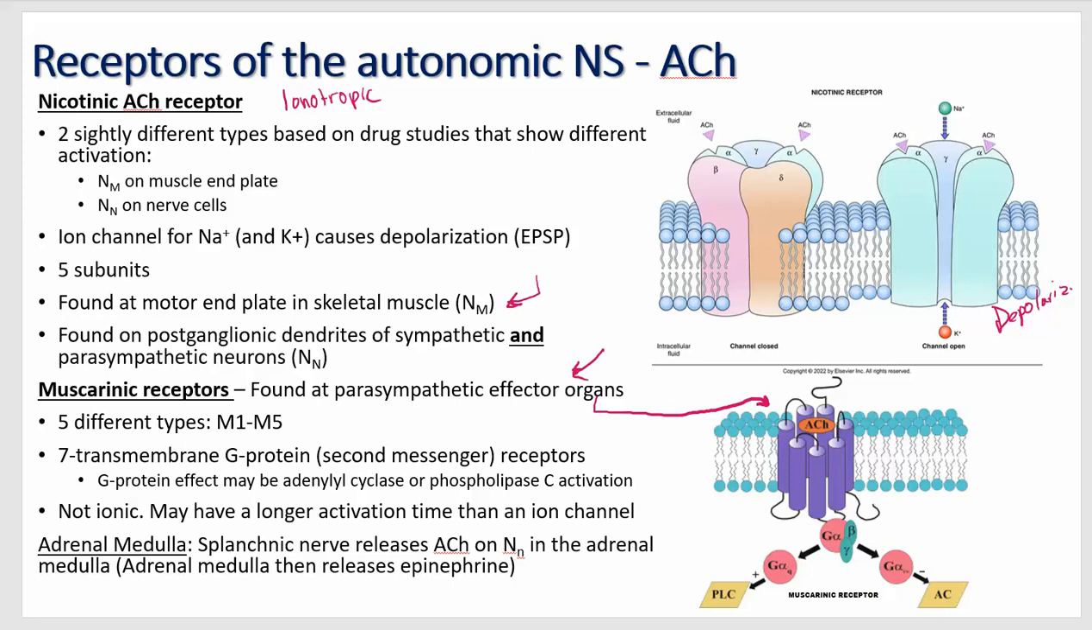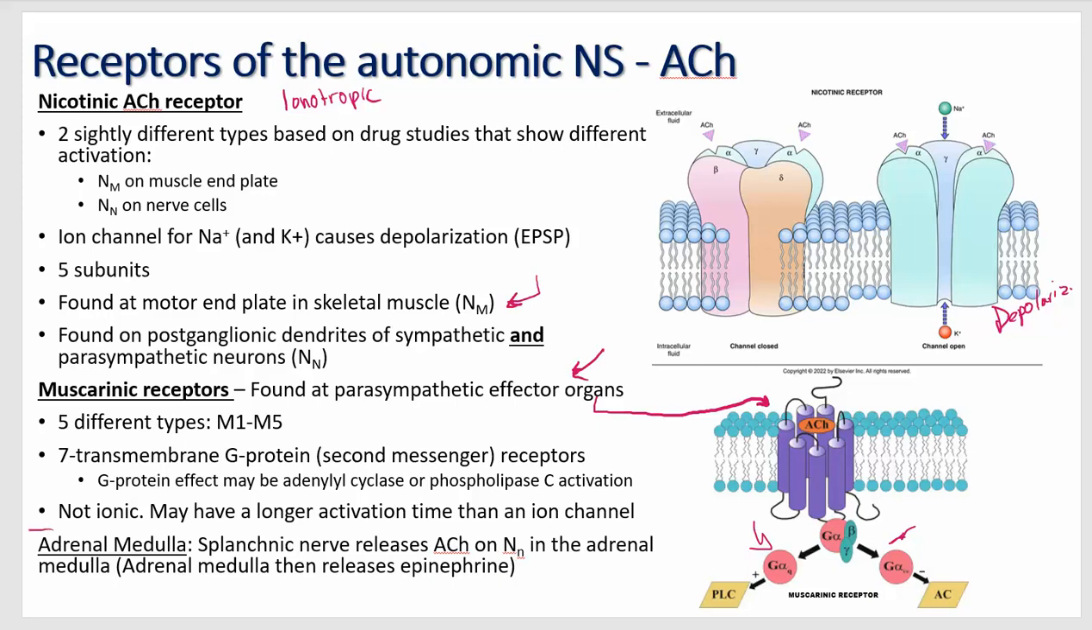And they'll have either one of these two effects. G protein may affect adenylyl cyclase or phospholipase C activation. They're not ionic, okay? So we know that those are the nicotinic. So they may have a longer activation time than an ion channel, but they still can cause depolarization, and they may just turn things on for a little while. So the nicotinic receptors, muscarinic receptors.